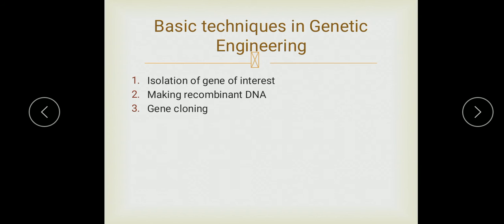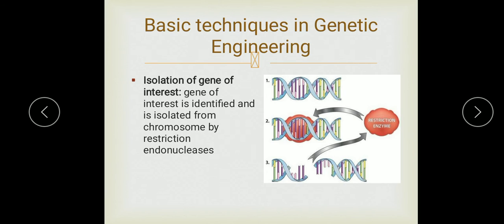Okay, now coming toward the method of genetic engineering, the basic technique with the help of which we can form a recombinant DNA. Basically there are 3 steps involved in this process. The first one is isolation of the gene of interest, the second one is making recombinant DNA, and the third one is gene cloning. One by one we are going to discuss these steps.